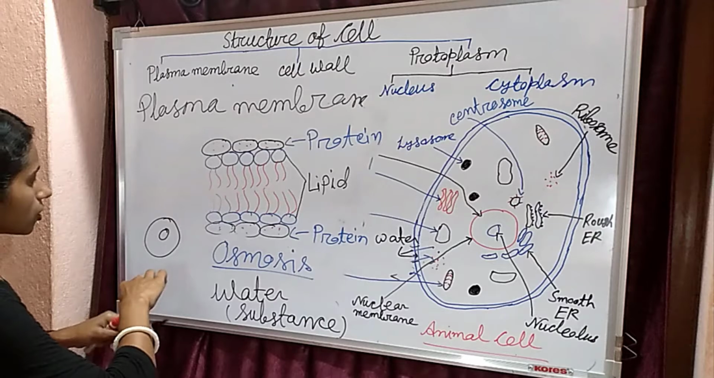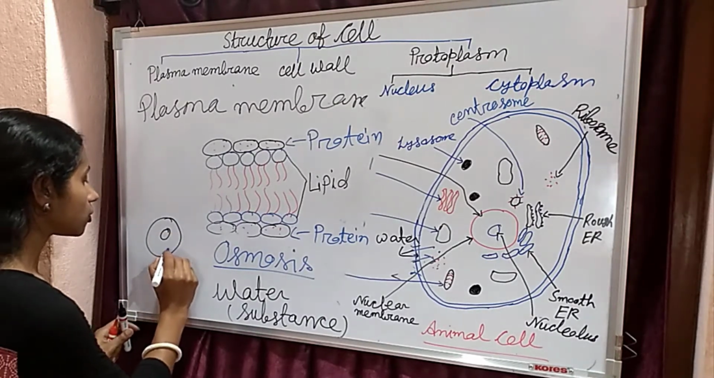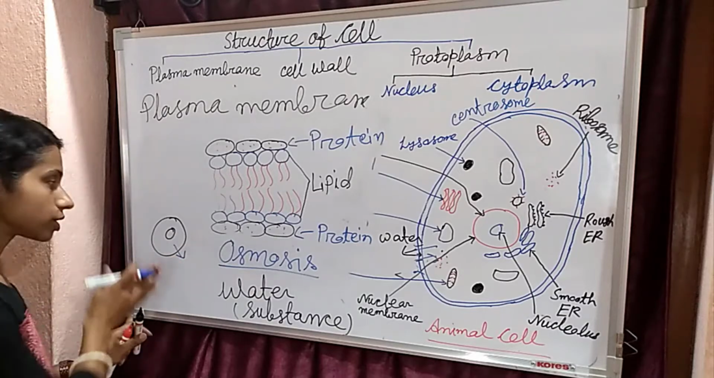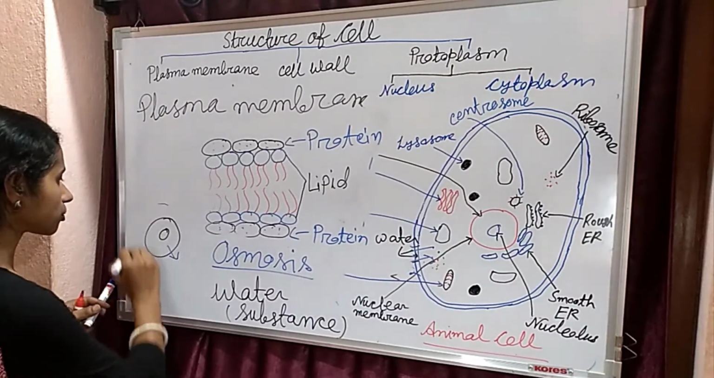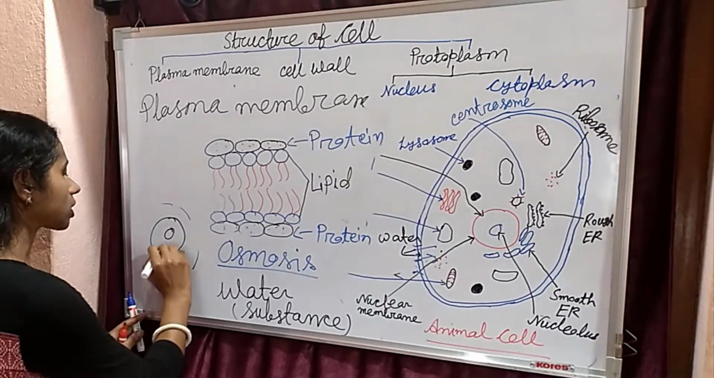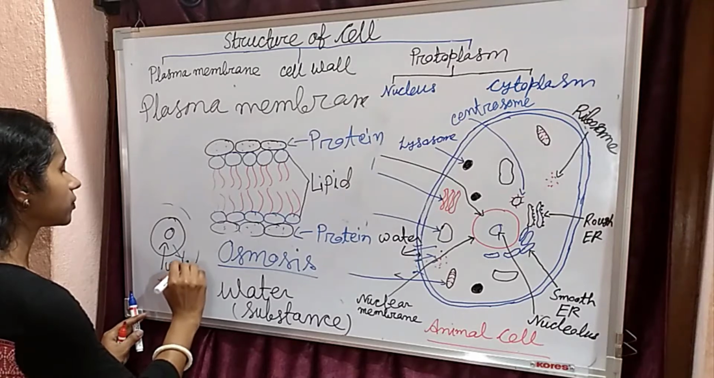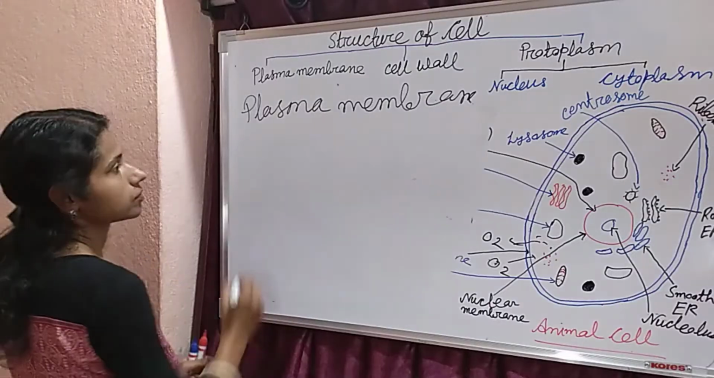The concentration of water is more inside the cell. So it will release from the cell. It will give a pressure, it will come out of the cell. And if the surrounding atmosphere has more water concentration, then water will get inside the cell. So this process is osmosis.